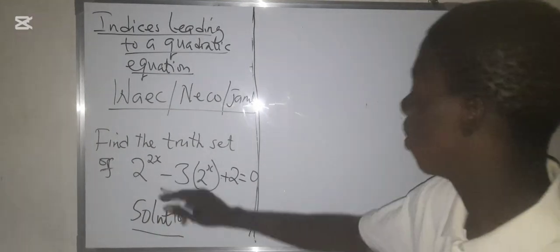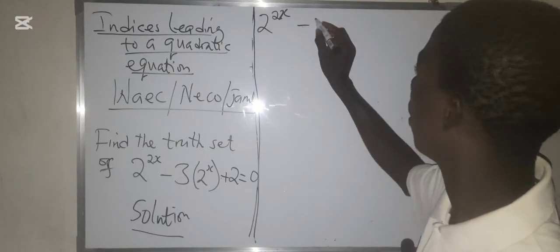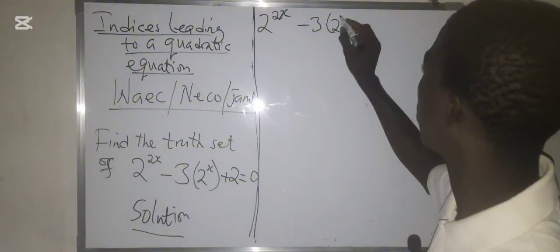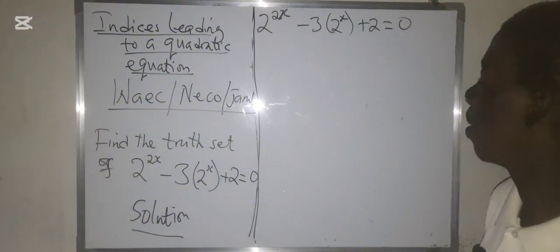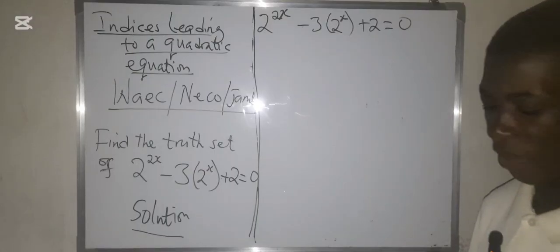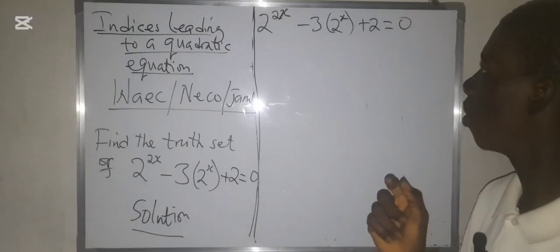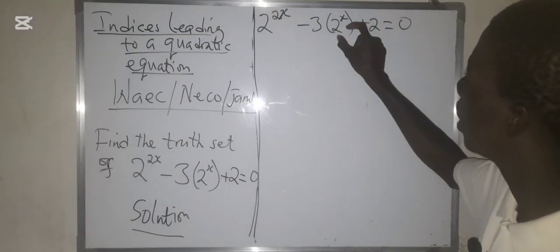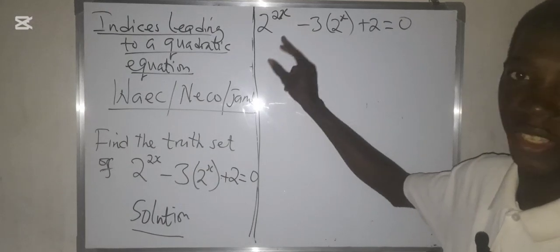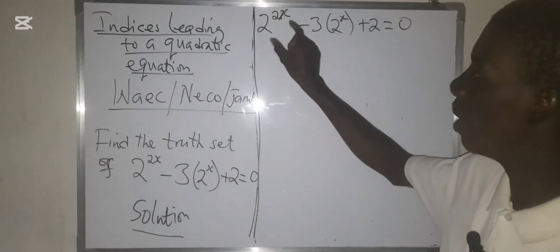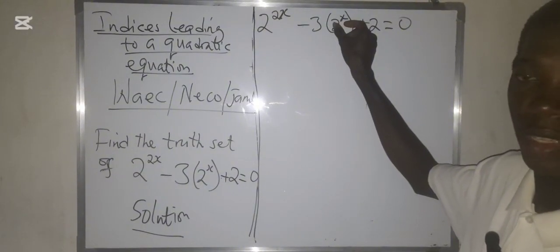Solution: we have 2^(2x) - 3 × 2^x + 2 = 0. Now here, if you see this kind of question, your target is to make sure you have 2^x on this side, especially in this form of indices. So let's break this down to 2^x.